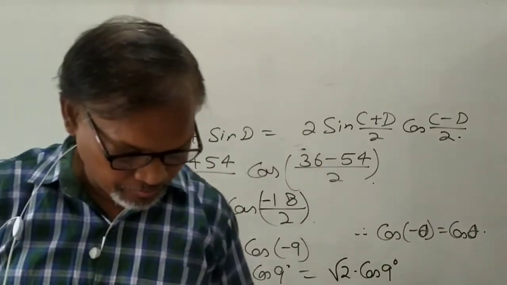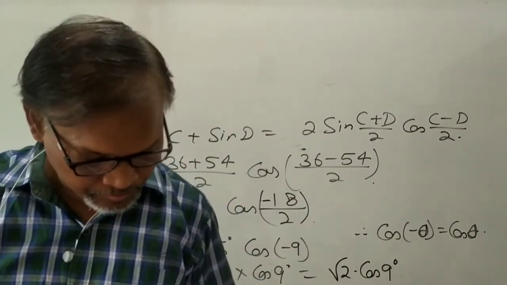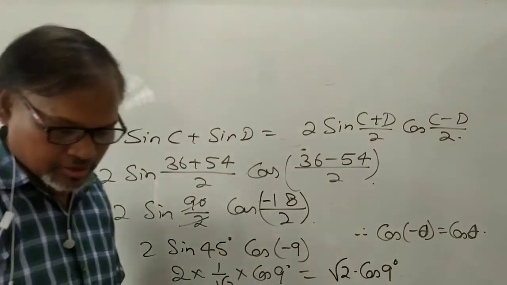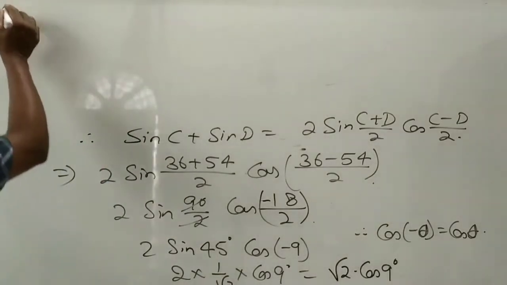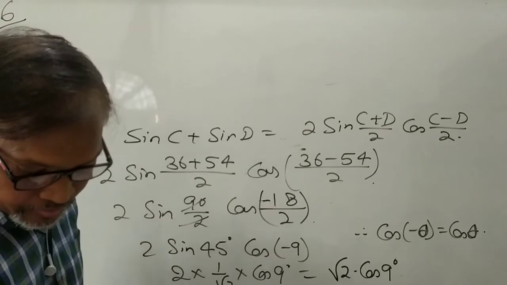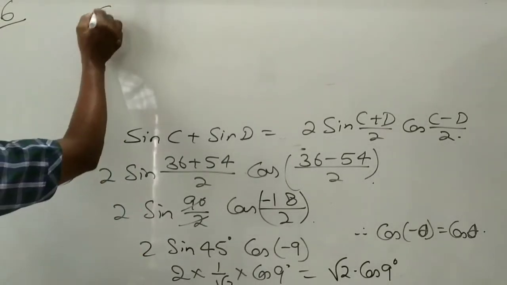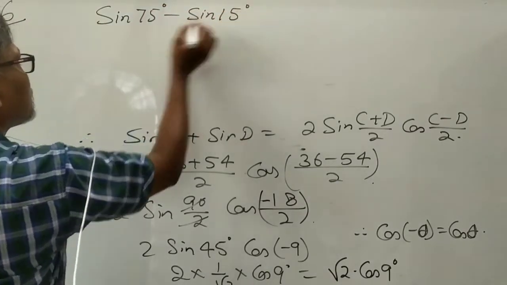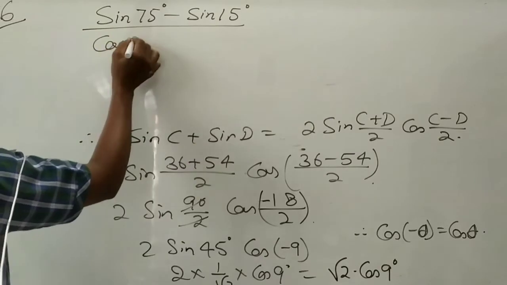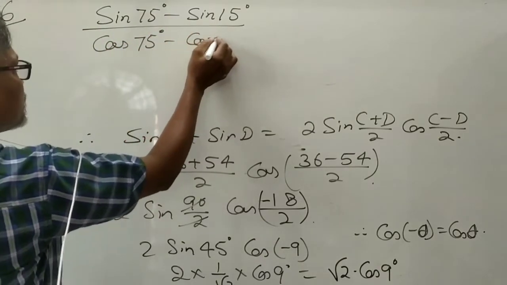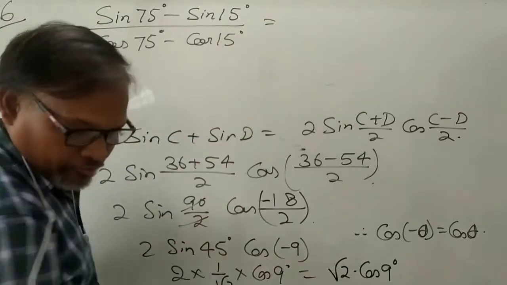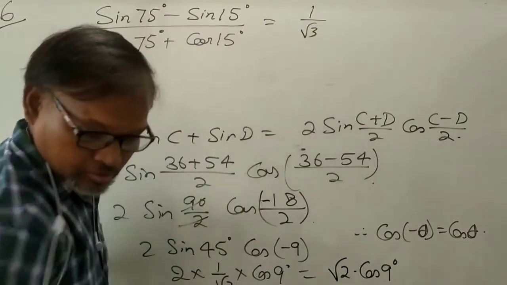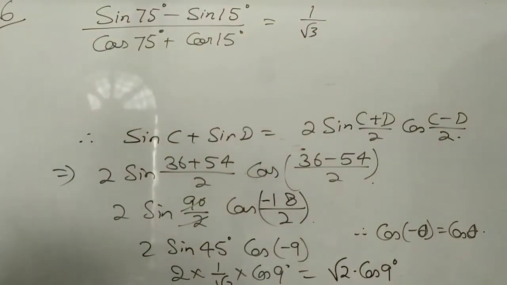Now the next one in the same exercise, the same type of questions are there, but in division maybe 5, 6 these are in division, so nothing to worry. Like question number 6: prove that (sin 75 minus sin 50) upon (cos 75 minus cos 50) is equal to 1 by root 3 plus 1 by root 3. How to prove?